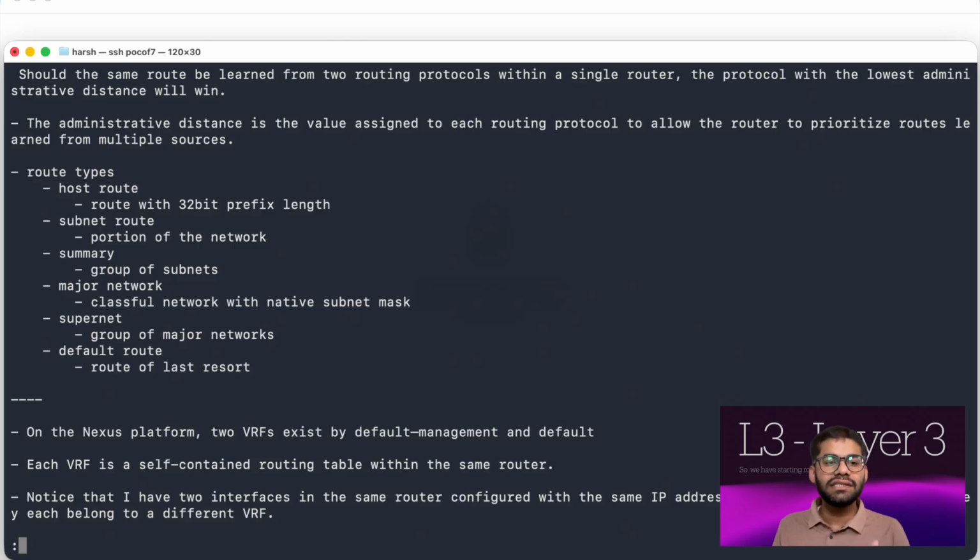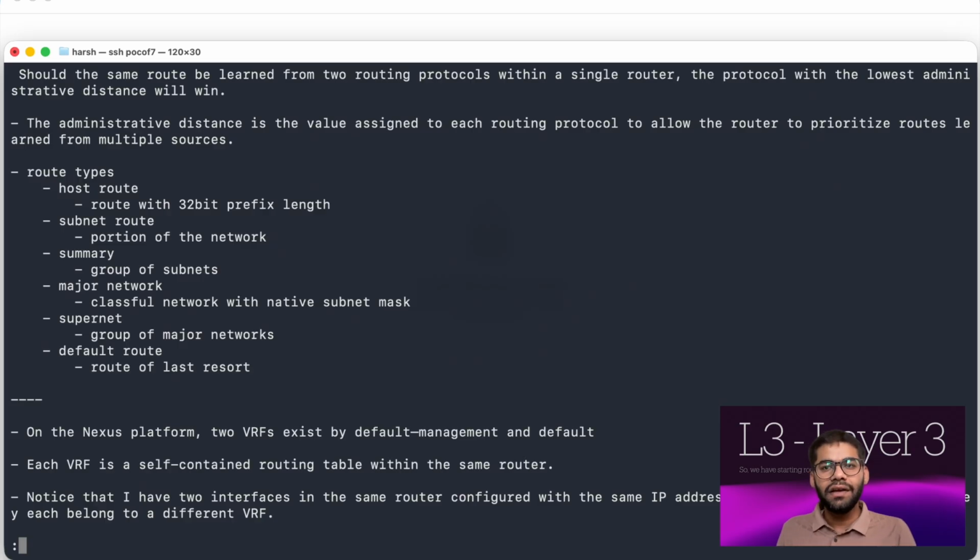Finally, there's a summary. When we assign multiple subnets, for example 192.168.1.x, 192.168.2.x, 192.168.3.x, we commonly assign one as a production network, two as a test network, three as a DMZ network. When we combine all these subnets, we call them a group. Then there is the major network. The major network is a classful network with its native subnet mask. For example, 192.168 has a major network of /16 because it covers all its subnet routes. For example, 1, 2, 3 will all be covered in /16.